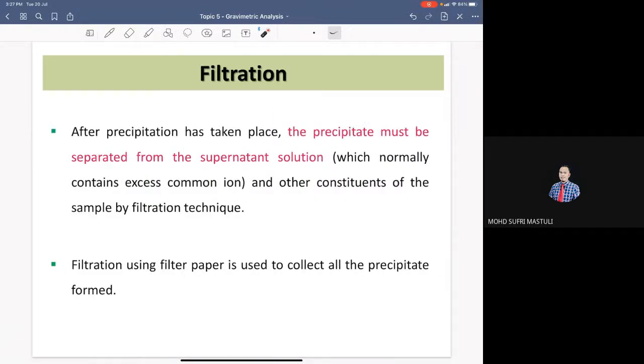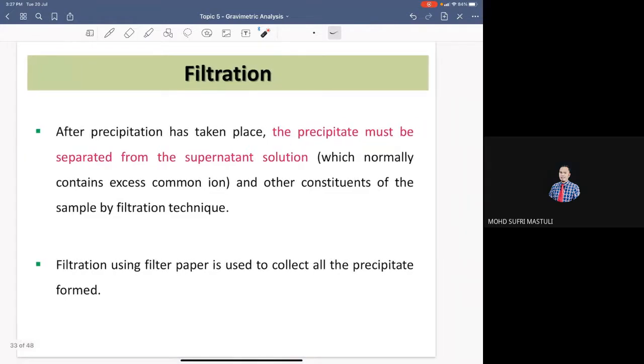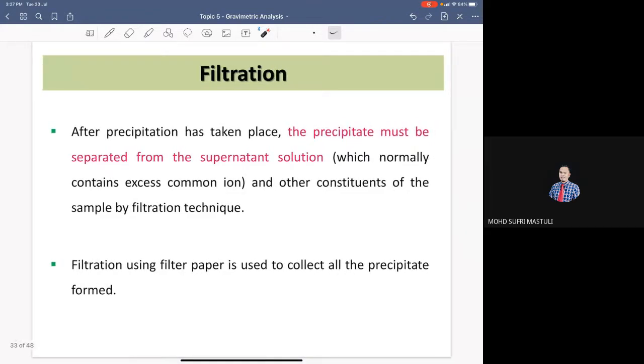Now on the filtration. So remember, filtration is one step in the gravimetric analysis. After the precipitation has taken place, the precipitate must be separated from the supernatant solution. Normally the supernatant contains excess common ion and other constituents. So filtration, of course, uses a filter paper to collect all the precipitate formed.